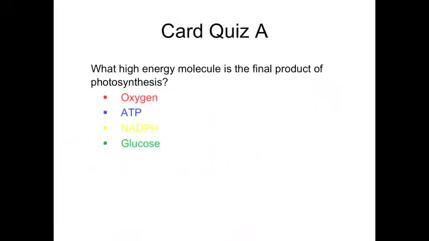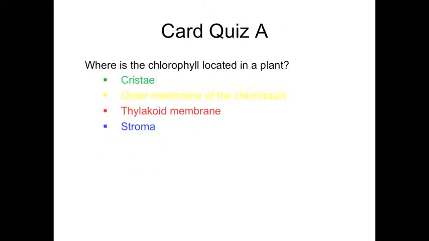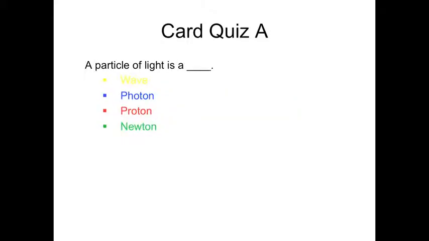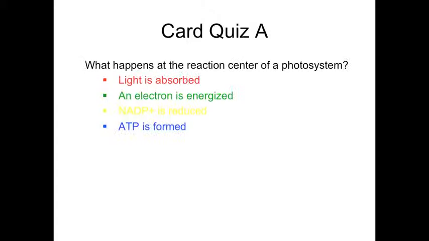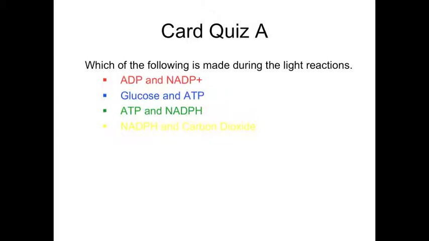Okay, to finish off this section, let's take a quick card quiz. What high-energy molecule is the final product of photosynthesis? Where is the chlorophyll located in the plant? A particle of light is called a... What happens at the reaction center of a photosystem? Which of the following is made during the light reactions?